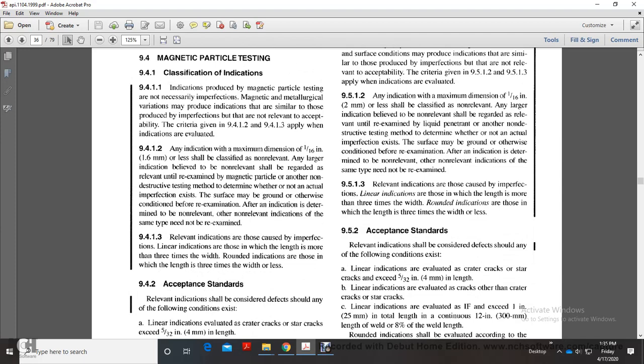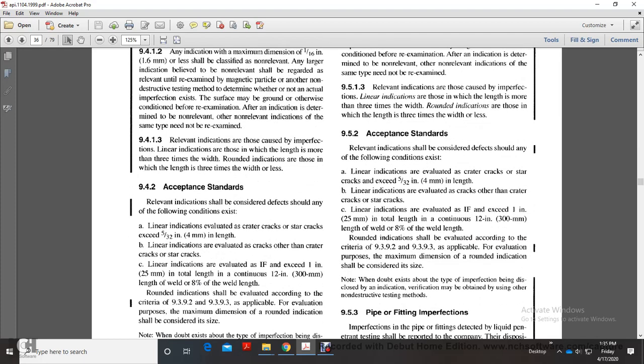9.5.1.3. Relevant indications are those caused by imperfections. Linear indications are those whose length is more than 3 times the width. Rounded indications are those whose length is 3 times the width or less. Acceptance standards: relevant indications should be considered defects should any of the following conditions exist.